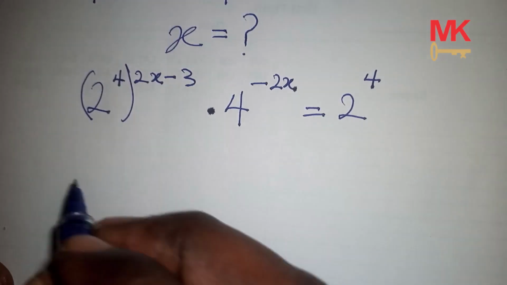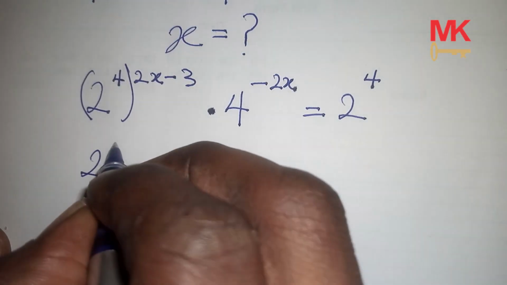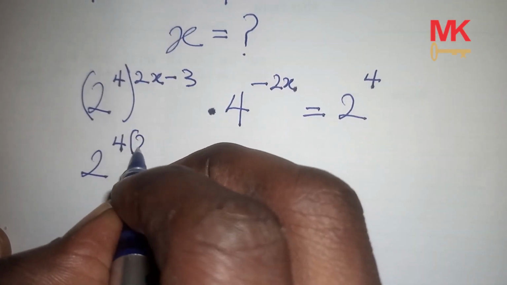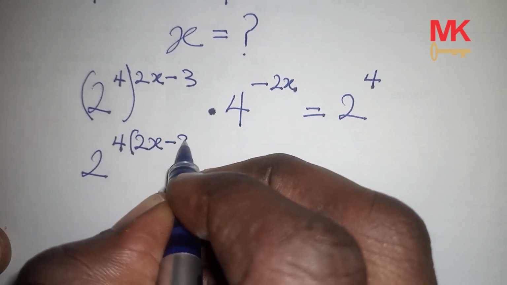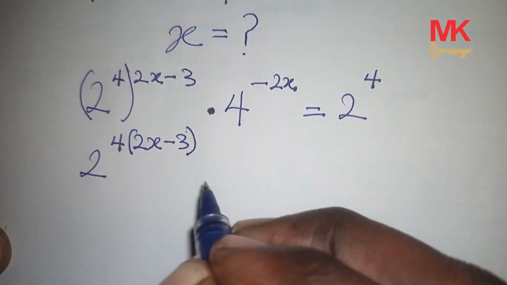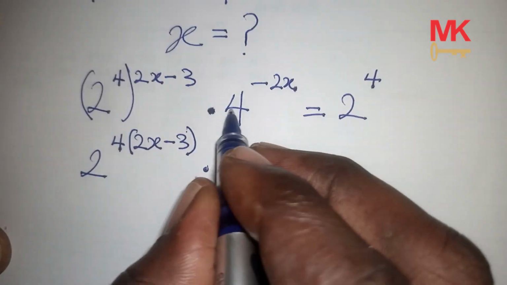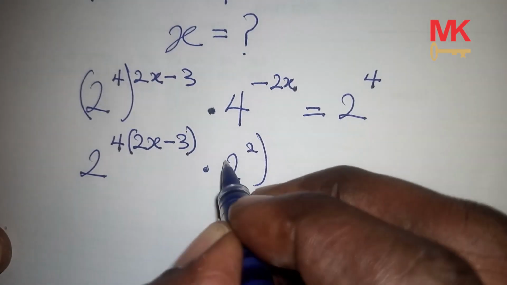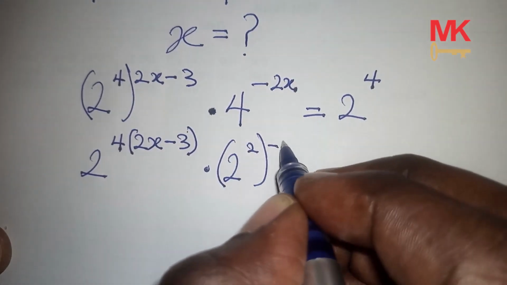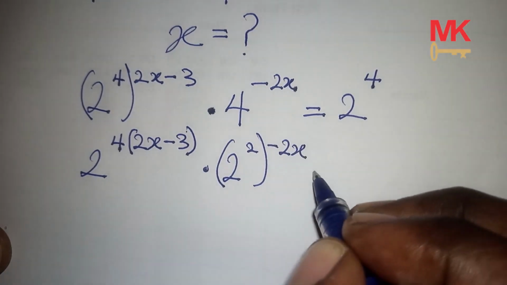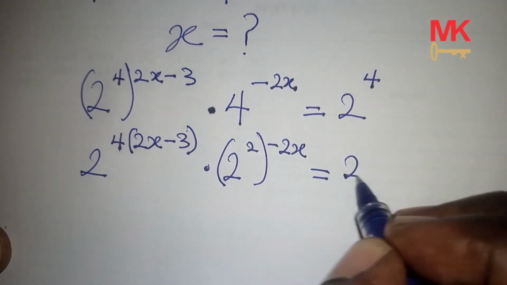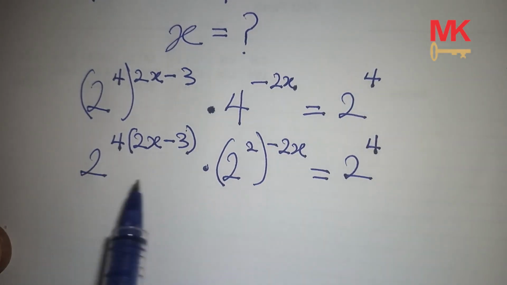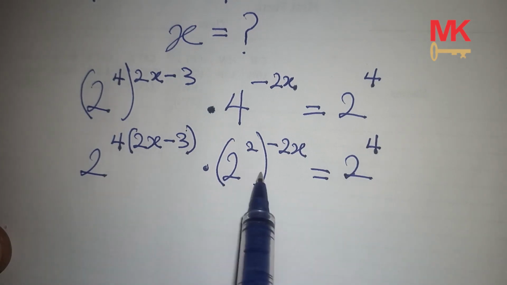So we're going to have 2 raised to power 4, open bracket, 2x minus 3, close bracket, times, this place now we can rewrite as 2 raised to power 2, then raised to power minus 2x, which is now equal to 2 raised to the power of 4. At this point, you can see that the bases are now the same.